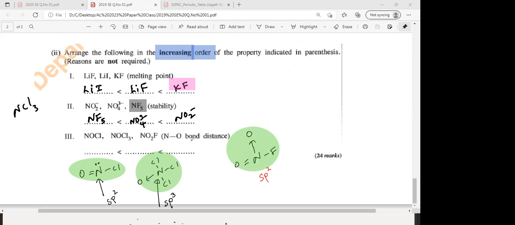So sp3, the bond length, if you take sp3, will be like this: sp3 bond length is greater than sp2, and sp2 is greater than sp. sp will be the shortest. If you take the bond distance formed by the sp3 hybrid orbital, it is a bit longer.